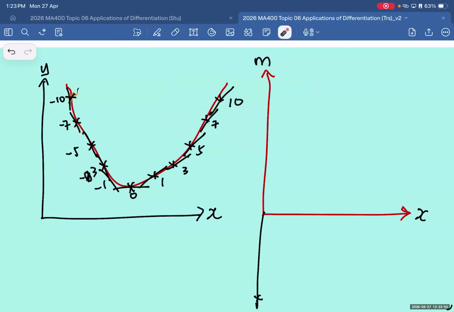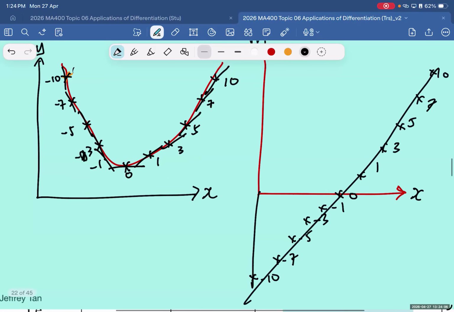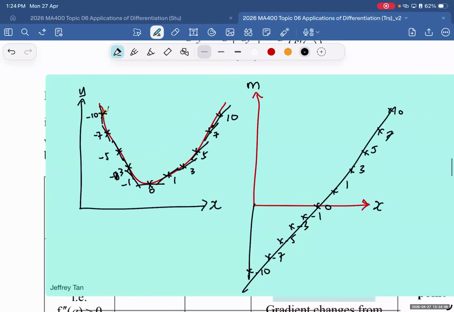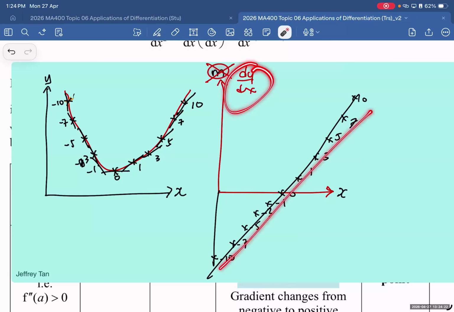So now, you see, let's say I draw gradient versus x. The gradient is negative 10, negative 7, negative 5, negative 3. The gradient is negative 1. The gradient is 0. The gradient is 1, 3, 5, 7, 10. Look at this. What kind of line do you see? Okay, now I use inception. If this is gradient, it's something like dy/dx, right? Now, inception: what is the gradient of this gradient?